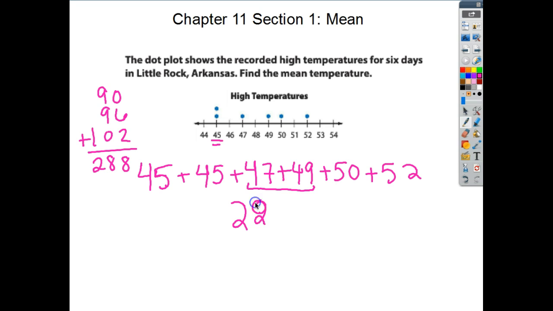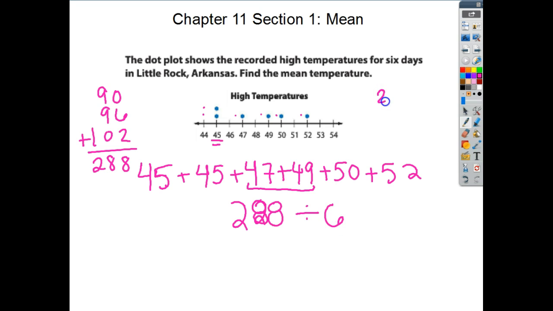temperatures here, 288. So from this dot plot, we were looking at the recorded high temperatures for 6 days. I want to know the mean temperature. So when I add all those temperatures up, I'm getting 288. But how many data points did I actually start with? That's how I'm going to get the average. So I started with 1, 2, 3, 4, 5, 6.